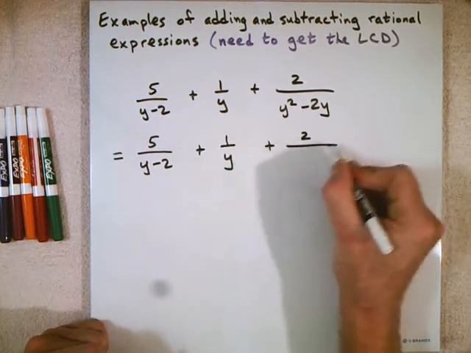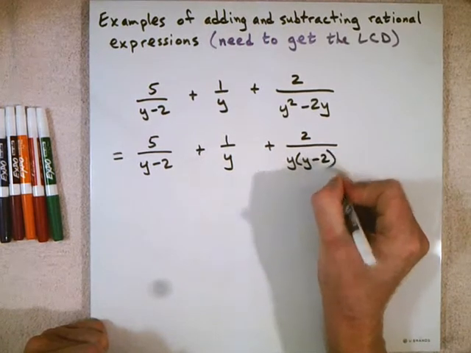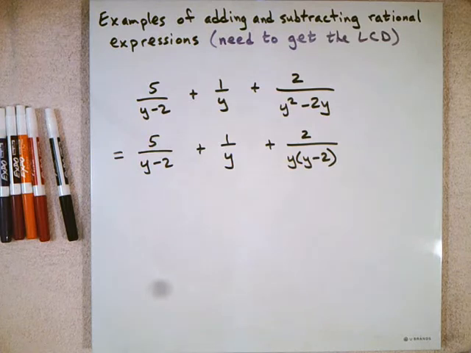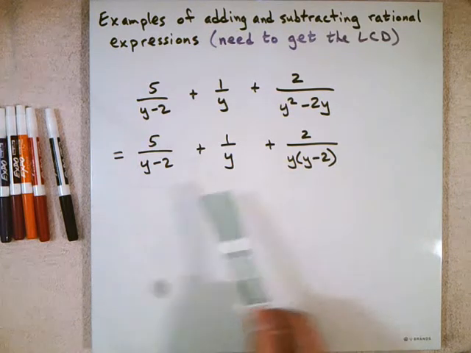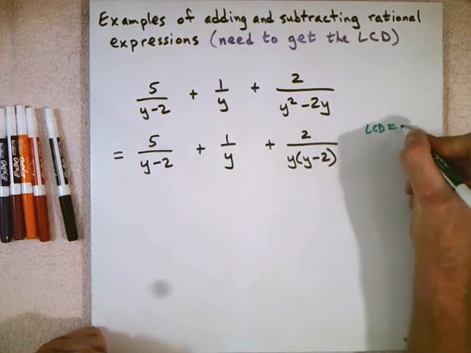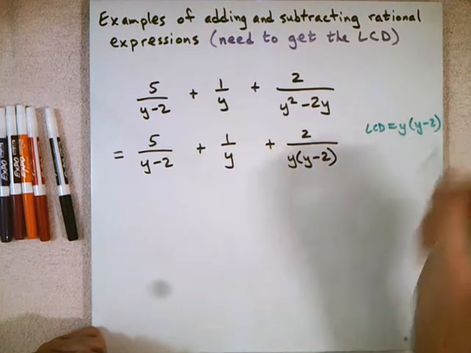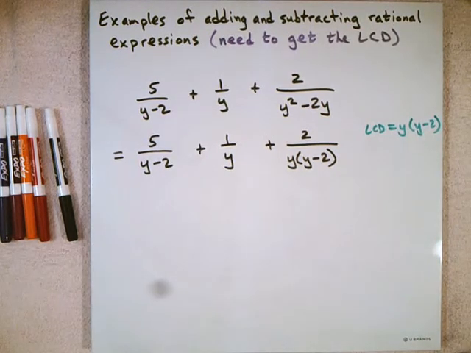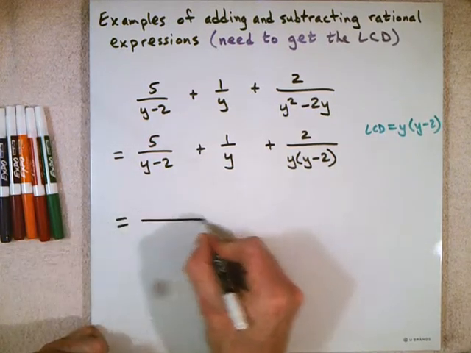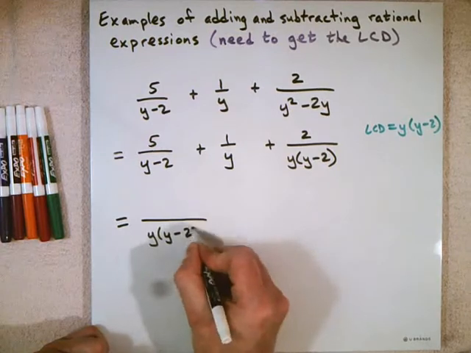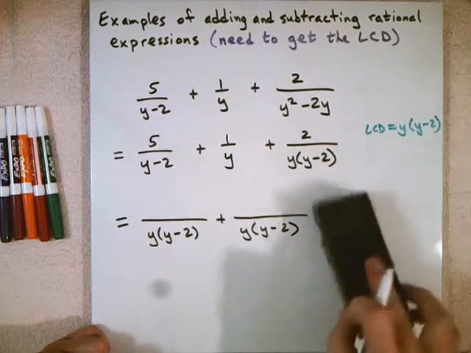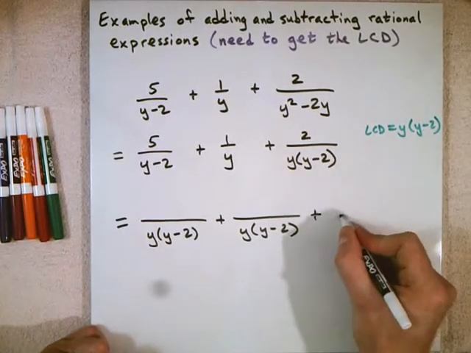There we go. Now, what's the LCD for this problem? I don't think it's too hard to spot, right? You basically have a y and a y minus 2. This has got them both together, but that's the LCD then. So y times y minus 2 is the LCD. It's the smallest thing that all three denominators can go into. Okay, so now write that down as the common denominator. There we go. So it's the common denominator now for all three pieces.